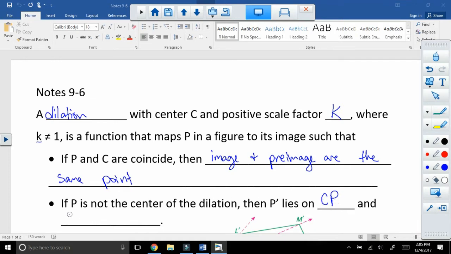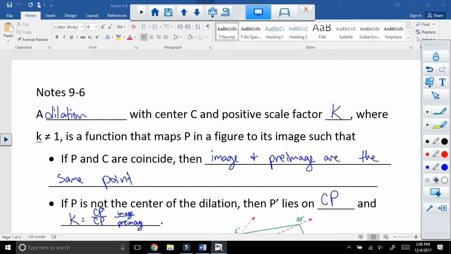and we can say that the scale factor is equal to the center to the image over the center to the pre-image. And if you want to maybe write down that this is the image over the pre-image, I know when we did this before, some students had a hard time kind of remembering which one was which.